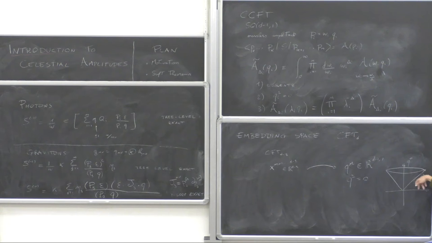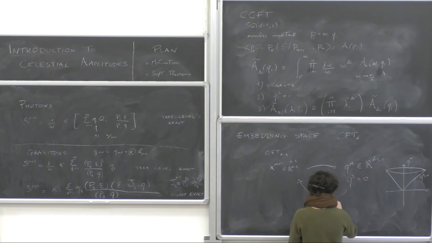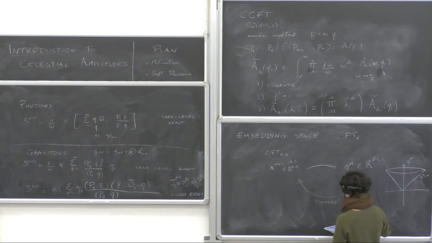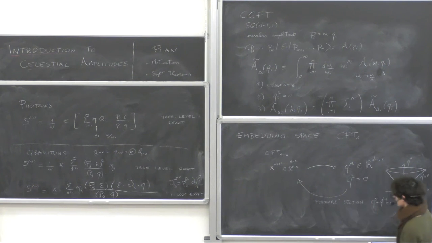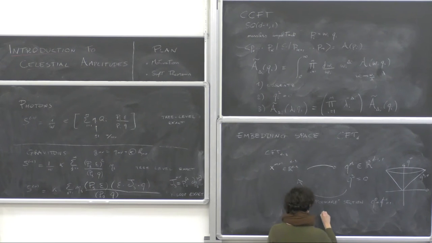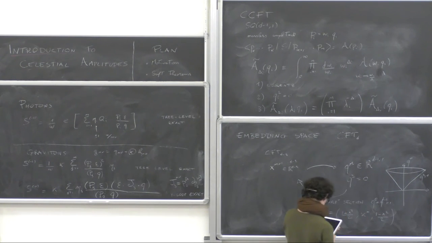You can also pick one section of this, and this gives you back your initial space. The typical way to go back is to take the Poincaré section, which is defined by Q0 plus Q_(D-1) equal to 1, which can be parameterized by points x. So this is the way you go back, and pictorially this would be like taking a section that would look like this. It's not a very nice drawing, but hopefully it's understandable. Each point here will be some x in the initial space.